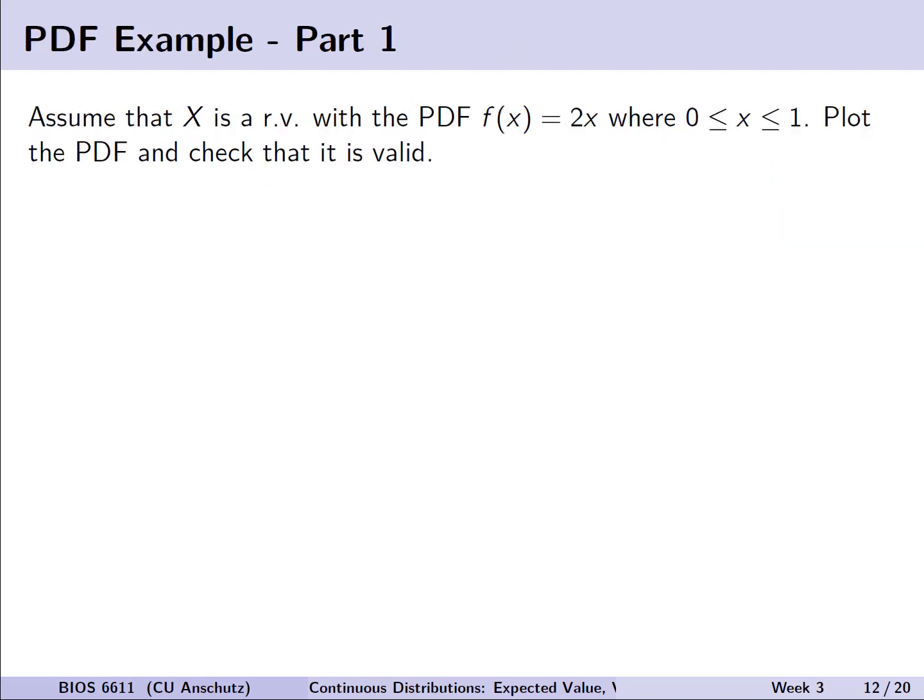So let's walk through some calculation examples of a PDF in a more toy context. We're going to assume that x is a random variable that has a PDF f of x equals 2x. So pretty simple construction here, and the sample space is just between 0 and 1. Here we're going to try plotting what the PDF would look like, and then check that it is in fact a valid PDF. I encourage you to pause your video and try sketching out the PDF now, and also checking that it actually is a valid PDF before we go through it together in a second.